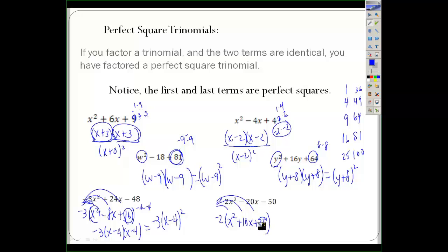I know that 25 is a perfect square, x squared is a perfect square, 5 times 5 equals 25, and 5 plus 5 equals 10. So I'm going to say, okay, I'm going to bring down my -2. I'm going to have x plus 5 and x plus 5. So my final solution is going to be -2 times x plus 5 quantity squared.